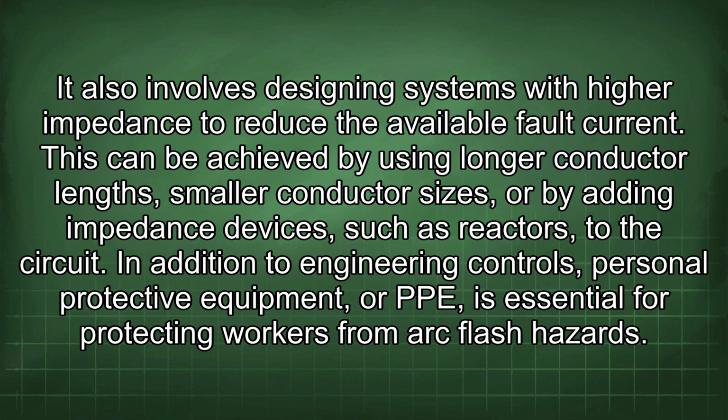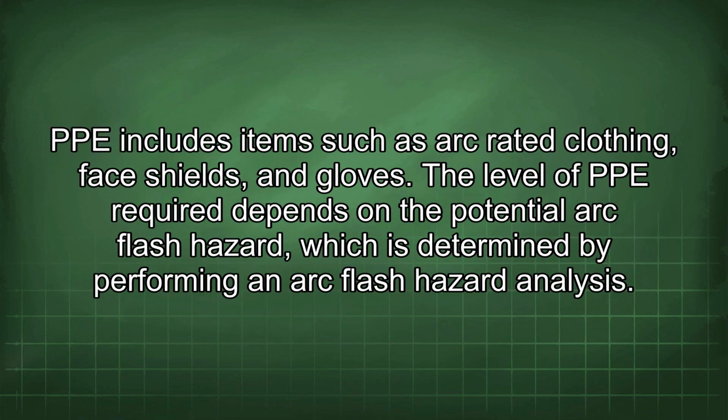It also involves designing systems with higher impedance to reduce the available fault current. This can be achieved by using longer conductor lengths, smaller conductor sizes, or by adding impedance devices, such as reactors, to the circuit. In addition to engineering controls, personal protective equipment, or PPE, is essential for protecting workers from arc flash hazards. PPE includes items such as arc-rated clothing, face shields, and gloves.